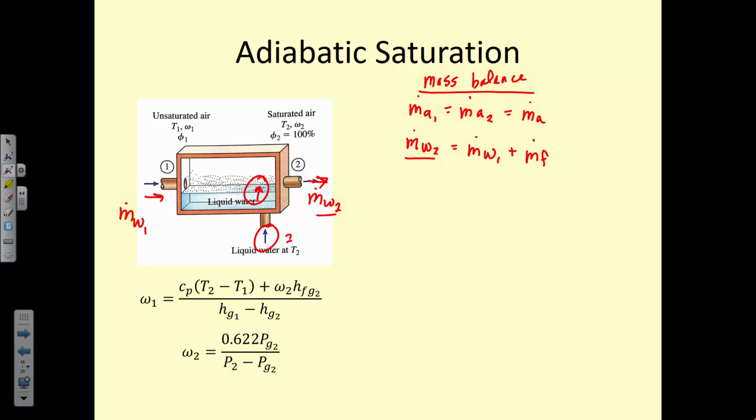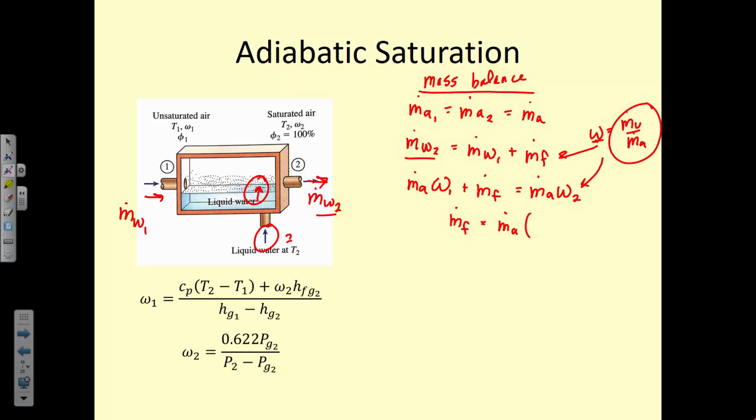All right, so then we can rewrite this. We can say that the mass flow rate of the air times omega 1 plus the mass flow rate of the fluid is equal to the mass flow rate of the air times omega 2. Because omega is equal to m_v over m_a, or m dot v over m dot a. So we've taken this equation and rearranged it and substituted in omega so that we only have the mass flow rate of the air to worry about. So the mass flow rate of the fluid, or the evaporation of the fluid, is equal to the mass flow rate of the air times the difference in humidity ratio from the outlet to the inlet.